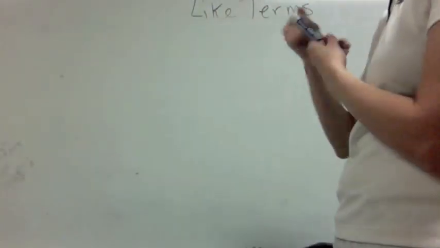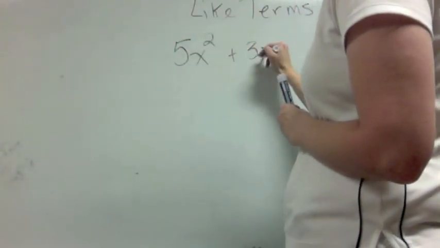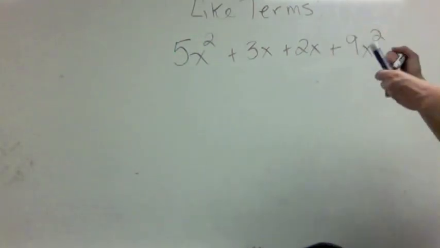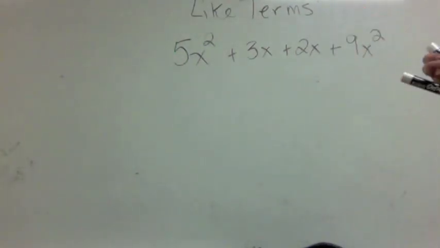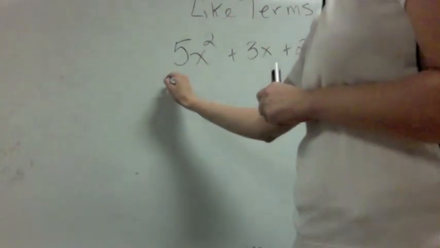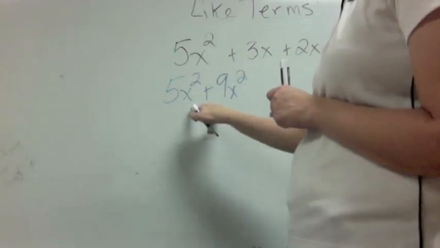Let's try another one, similar to the one we had done before. Again, our like terms are the ones with the exact same variable part. Therefore, if you want to take this middle step, you can. You don't have to. But I'm going to rewrite it so my identical twins, or like terms, are next to each other.